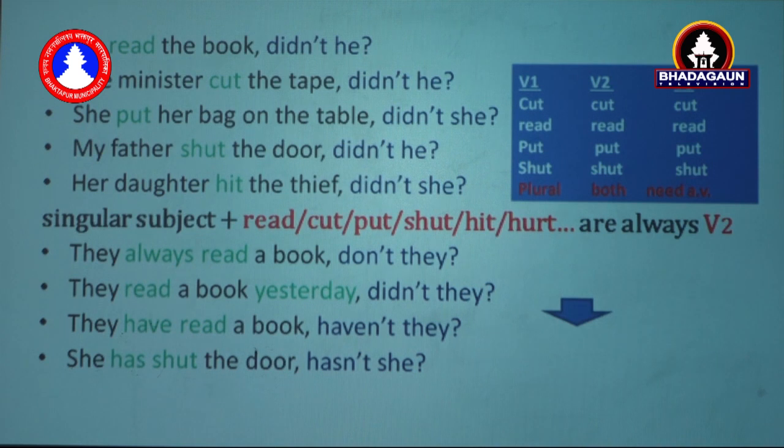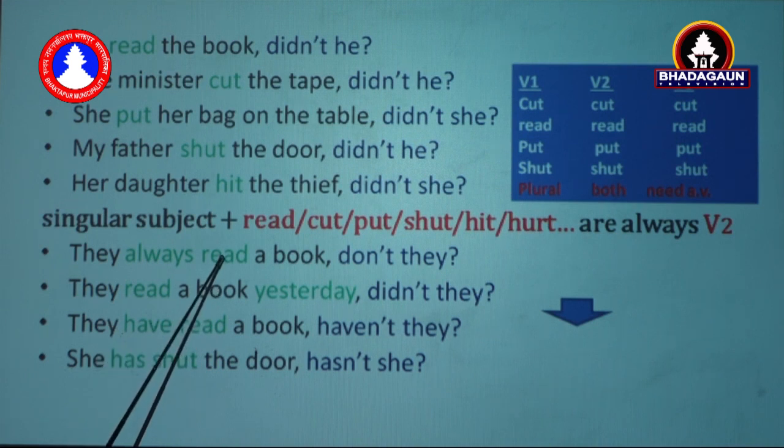You say the structure. If a singular subject is there, then read, caught, put, shoot, hit, hurt are considered verb 2. They always read a book, don't they? They read a book yesterday. Yesterday is here, right? So here read is verb 2. Here, they always read: this is verb 1, plural subject, verb 1 you can say.